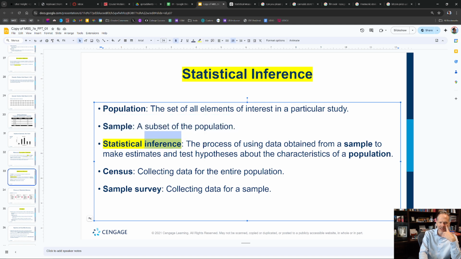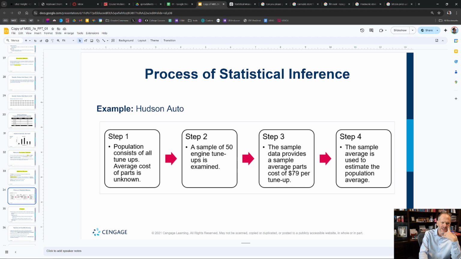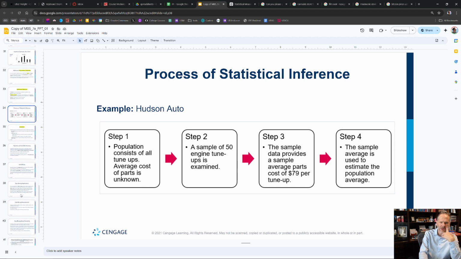And then statistical inference is the process of using data obtained from the sample to make estimates and test hypotheses about the characteristics of the population. And a census is collecting data for the entire population, and a sample survey is collecting data for a sample. And so here's an example of the process of statistical inference in the Hudson Auto example.